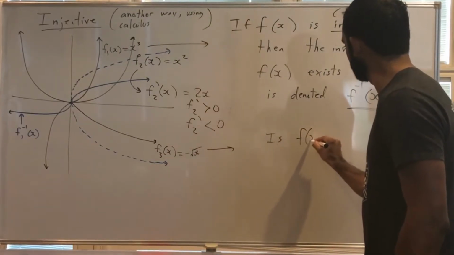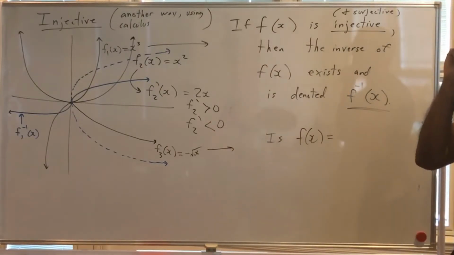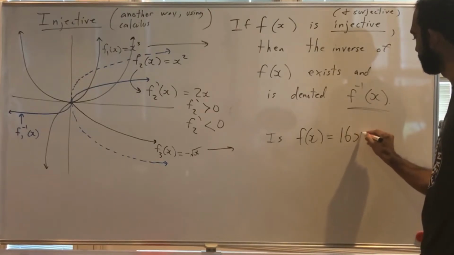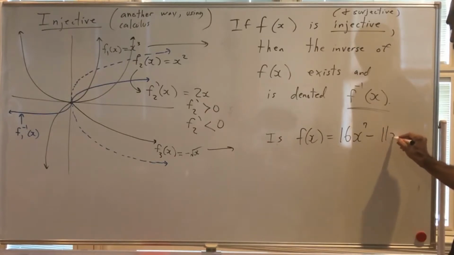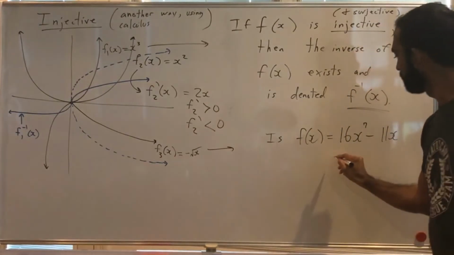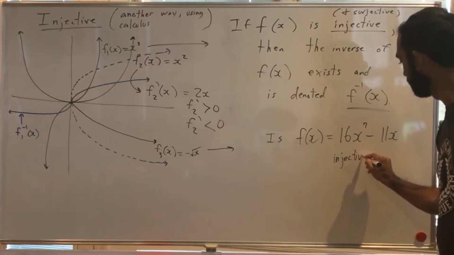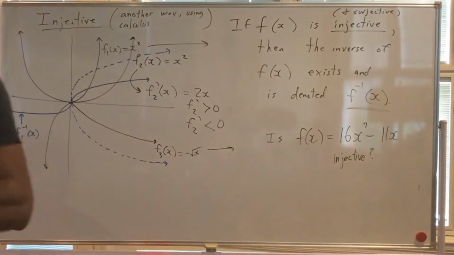Is f of x equals 16x to the 7th minus 11x one-to-one? Is it injective? I.e., does it have a corresponding inverse function? Give that a go for about a minute or two.